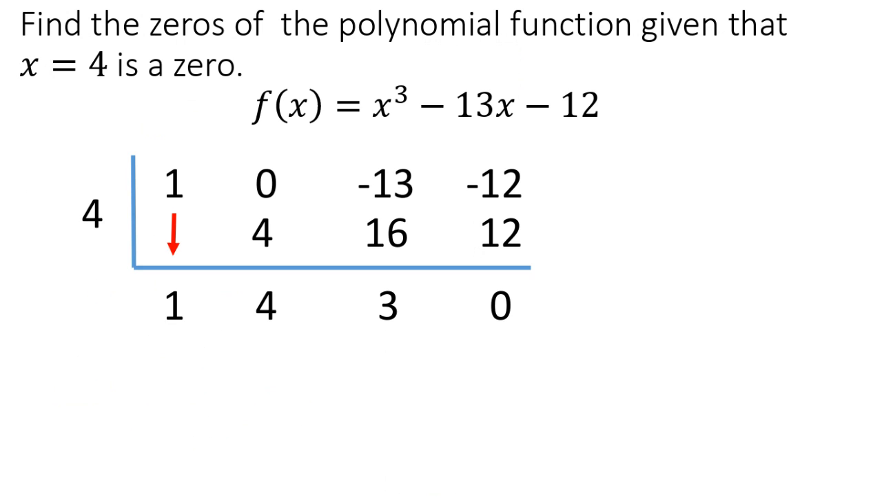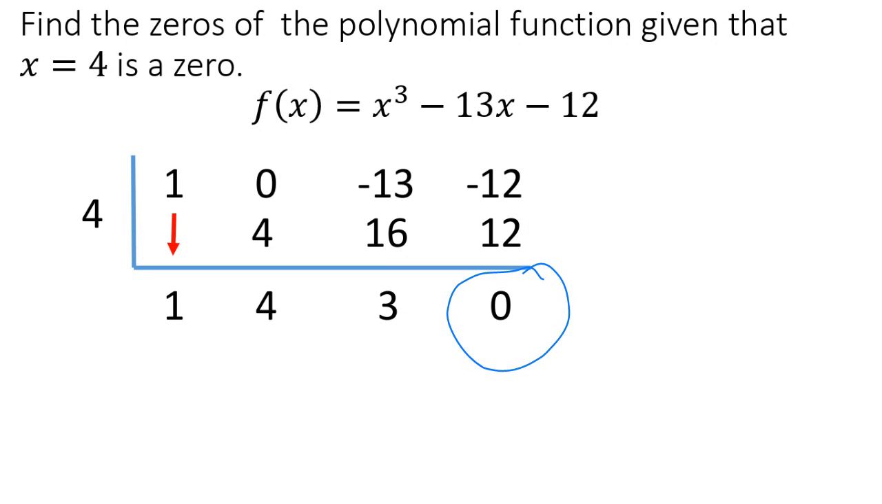Okay, so last week we talked about synthetic division, and we said that it can help us to find a zero. So in this example, they tell us to find the zeros of the polynomial function given that x is equal to 4. So they already tell me that x is equal to 4 is a zero. That means that if we did synthetic division, as I did here, then at the end, we're going to end up with a 0 down here, which is going to make us happy.